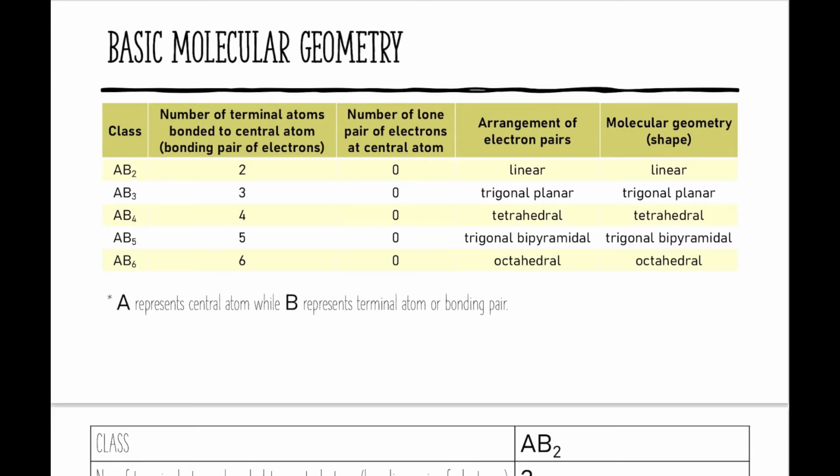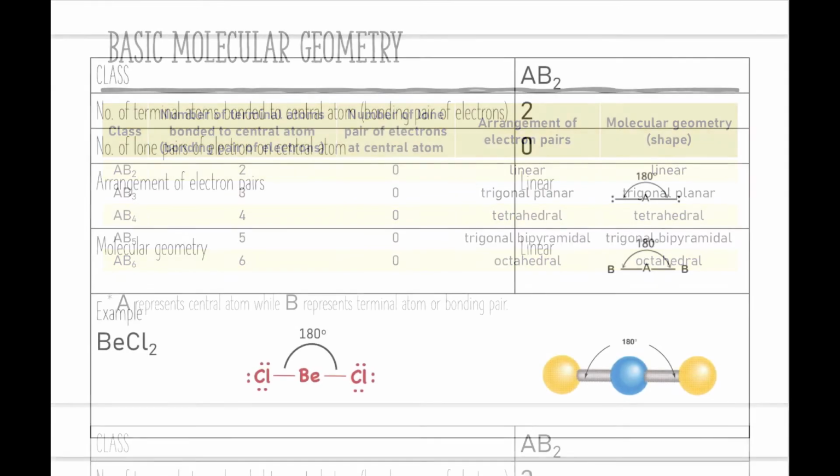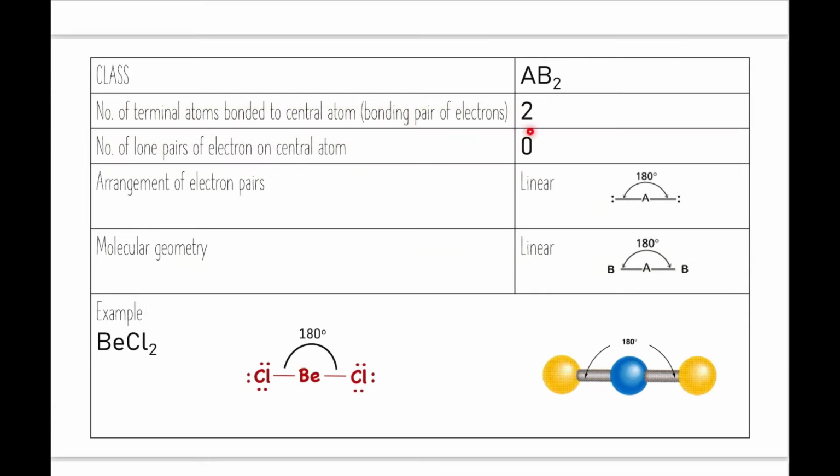Let's have a look at each of these basic molecular geometries. AB2 with 2 bonding pairs and 0 lone pair at the central atom. As you can see here, the arrangement of electron pairs is linear. Therefore, the molecular geometry of this class is linear with a 180-degree bond angle. One of the examples is beryllium chloride. As we can see here, there are no lone pairs at the central atom, but we have 2 bonding pairs here. Therefore, the bonding pairs arrange themselves to be a linear molecular geometry with a 180-degree bond angle.